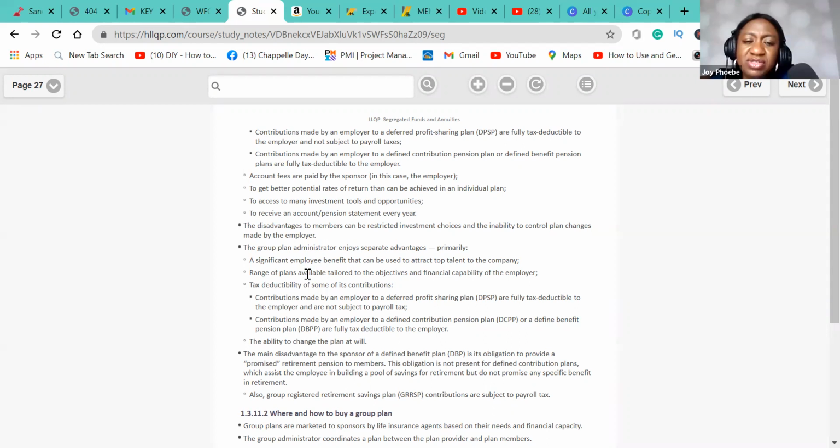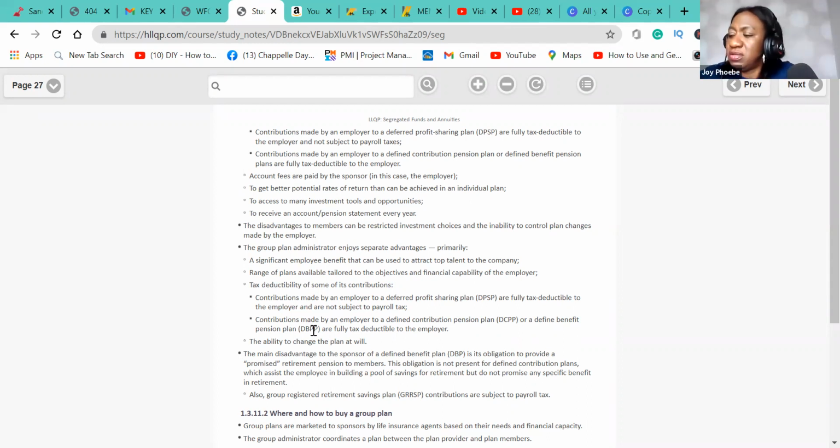Okay. Exactly. The group plan administrator enjoys separate advantages, primarily a significant employee benefit that can be used to attract talent to the company. There is a range of plans available, tailored to the objectives and the financial capability of the employer. Contributions made by an employer to a deferred profit sharing plan are fully tax deductible to the employer and are not subject to payroll taxes.